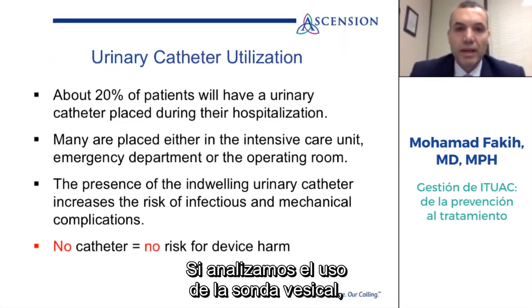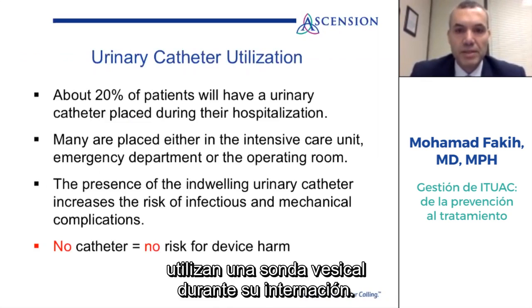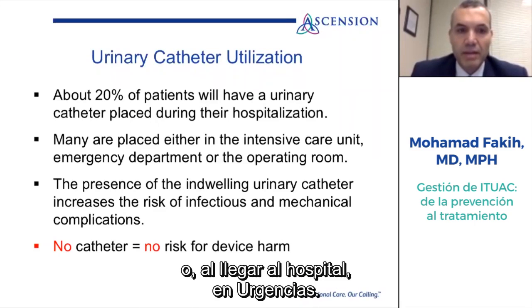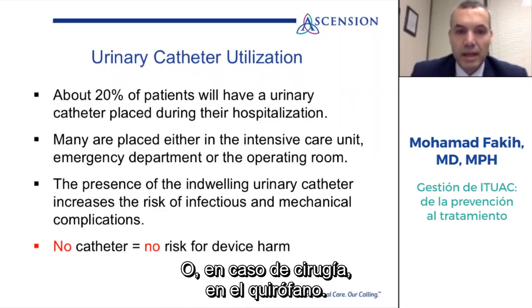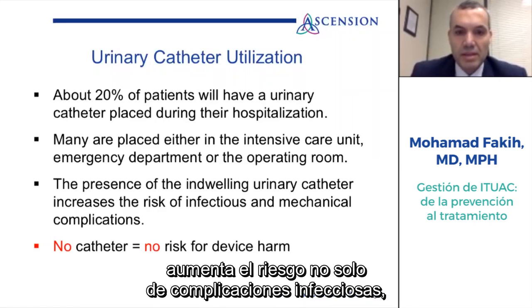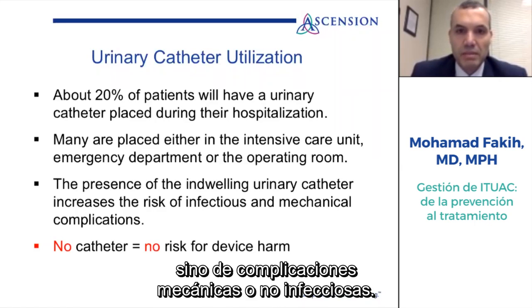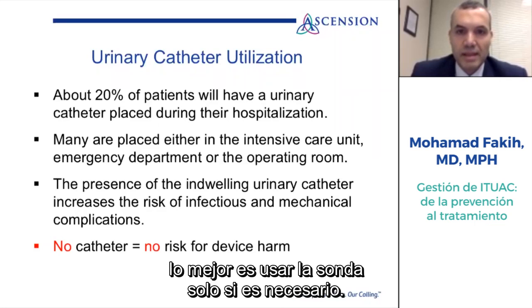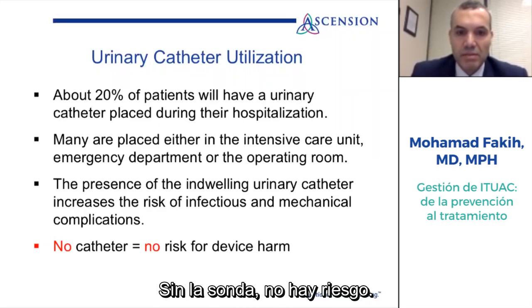So when we look at urinary catheter utilization, about 20% of patients have a urinary catheter placed during their hospitalization. Many are placed either in the intensive care unit or when they come into the hospital in the emergency department, or if they're having surgery in the operating room. The presence of a urinary catheter does not just increase the risk of an infectious complication, but also mechanical or non-infectious complications. So to reduce that risk, the best thing is to just use the catheter when it's needed. So if we don't have a catheter, the risk is not there.